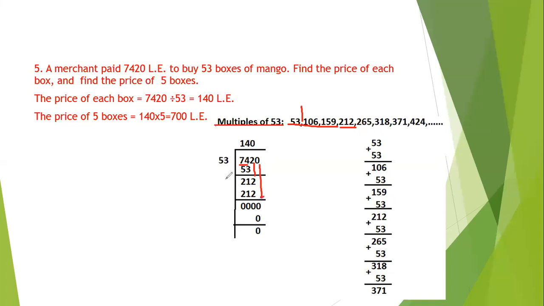0 divided by any number equals 0. 0 times any number equals 0. Subtract 0 minus 0 equals 0. So the price of each box is 140. I want to get the price of 5 boxes. Each box's price is 140. So the price of 5 boxes is 140 times 5 equals 700 pounds.